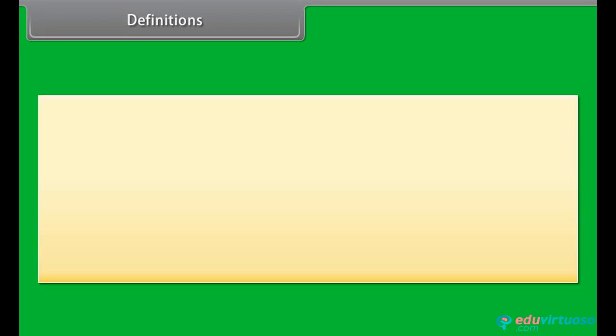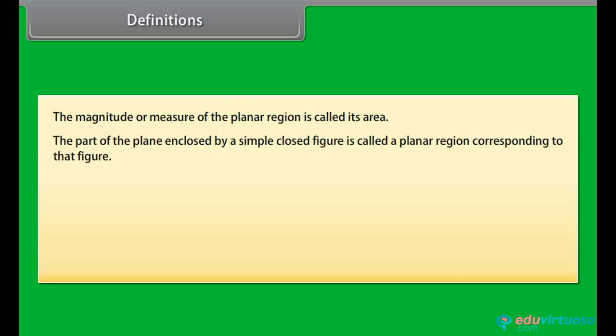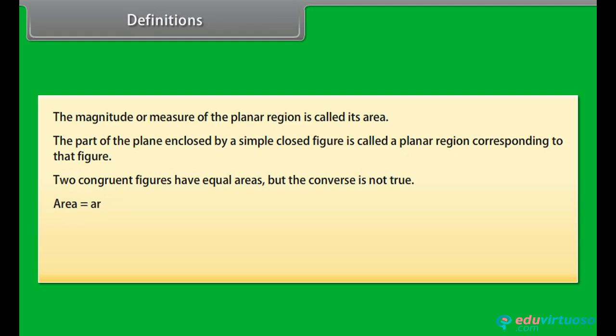Definitions. Students, the magnitude or measure of the planar region is called its area. And do you know what a planar region is? The part of the plane enclosed by a simple closed figure is called a planar region corresponding to that figure. Two congruent figures have equal areas, but the converse is not true. The area of a figure can also be denoted by AR. For example, area of triangle ABC can also be written as AR(ABC).